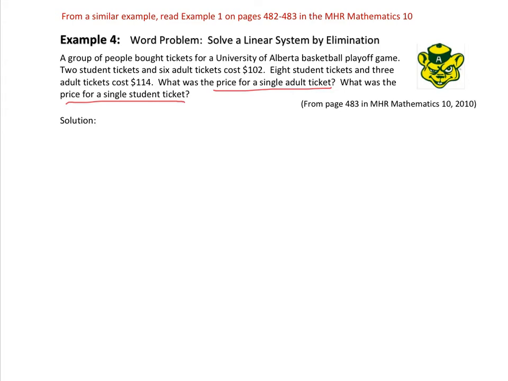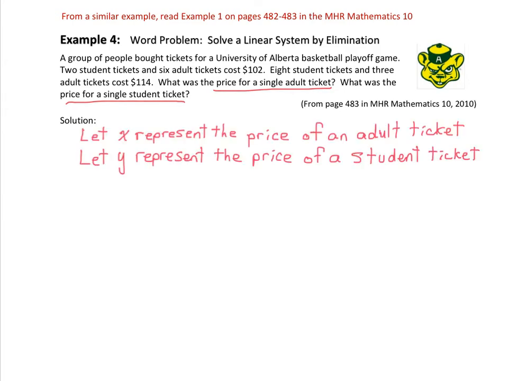This gives us a clue as to what our variables should represent. So I have chosen x to represent the price of an adult ticket and y to represent the price of a student ticket. And now we can go ahead and write our equations that we can use to represent this situation. And we get that out of the other 2 sentences in the question.